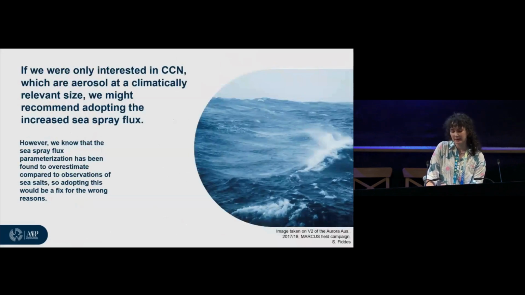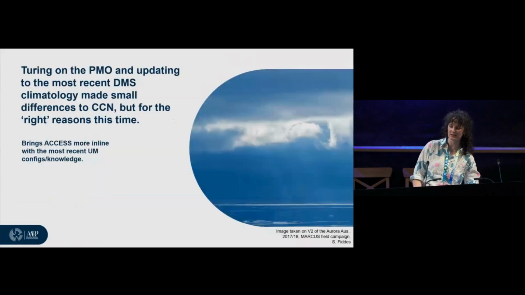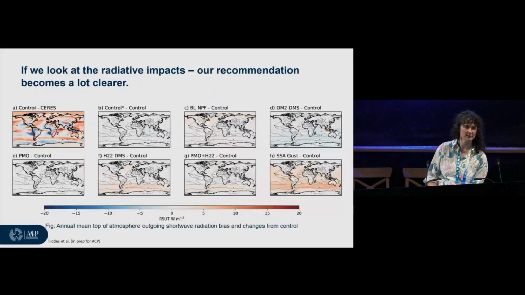So, if we were only interested in CCN, which is aerosol of climatically relevant size, we might say, okay, adopt the change to the sea spray flux. But we know this parameterization isn't really that physical, so it might not be that good an idea. Turning on the primary marine organics and updating to the most recent DMS made differences in CCN, but we think this is for the right reason.